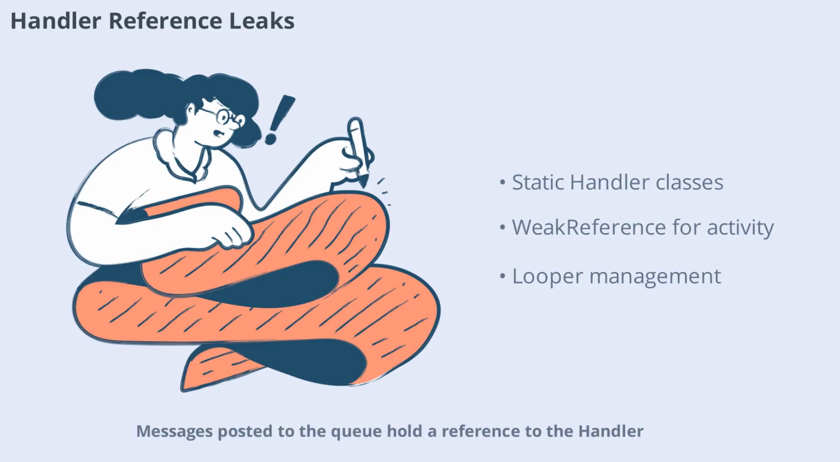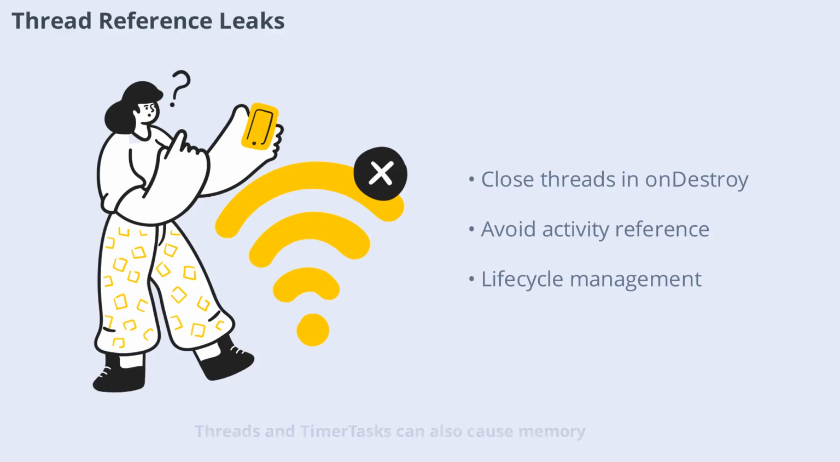Messages posted to the queue hold a reference to the handler, which can keep the activity alive. To avoid leaks, declare handler classes as static and use weak reference for activity references. Threads and timer tasks can also cause memory leaks if they hold references to activities. Non-static anonymous classes hold implicit references to their enclosing class.